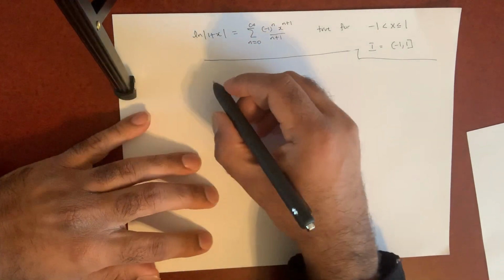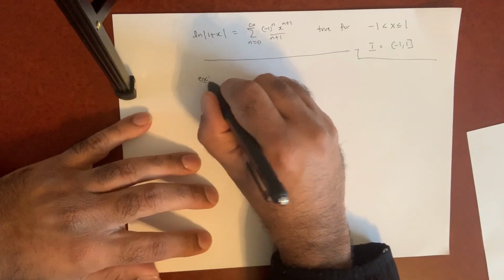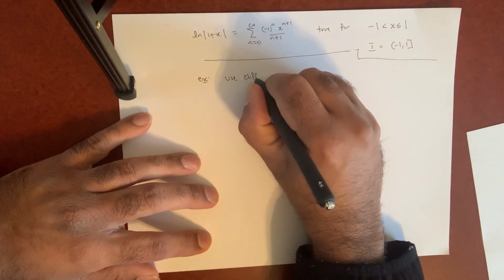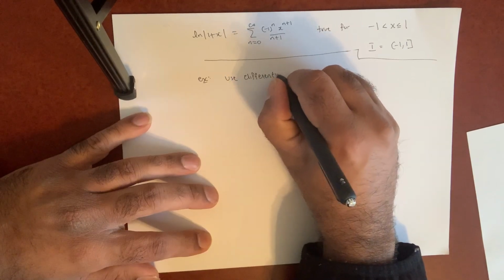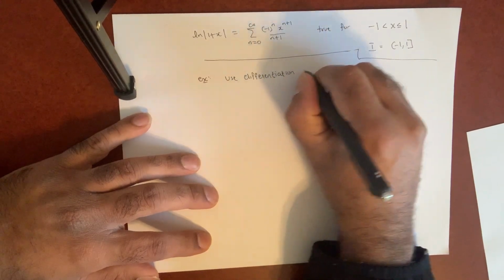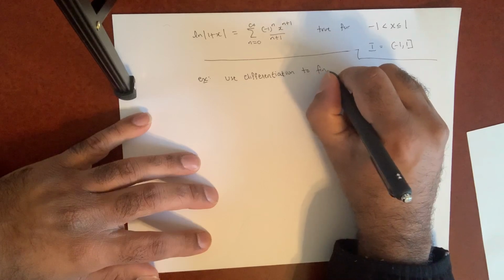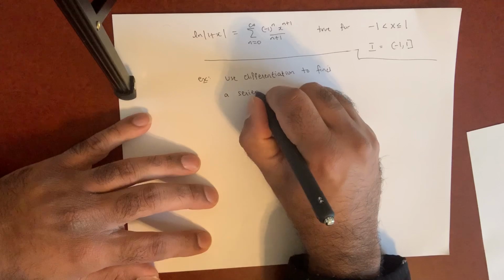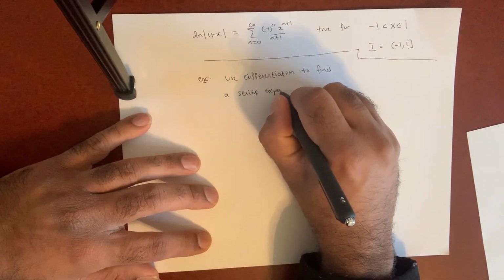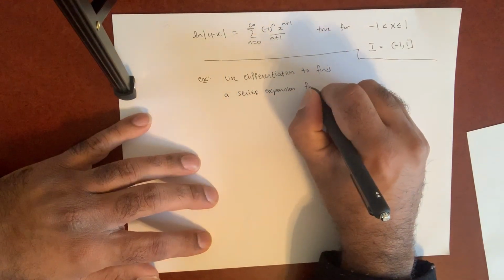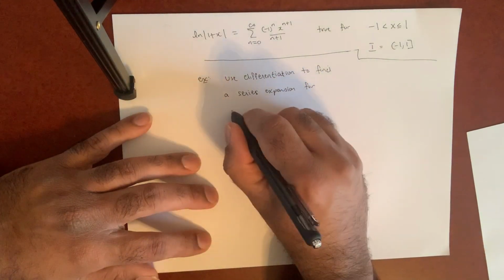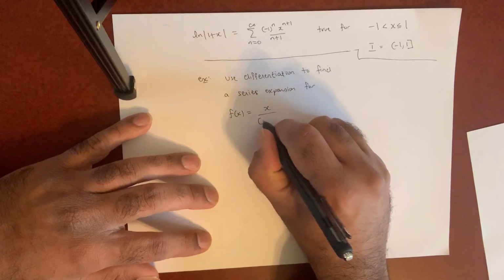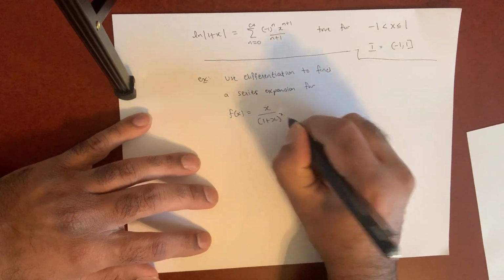And all that's left is we're just going to do one example of using differentiation. So we're going to use differentiation to find a power series expansion for the function f of x is x over the quantity 1 plus x, squared.